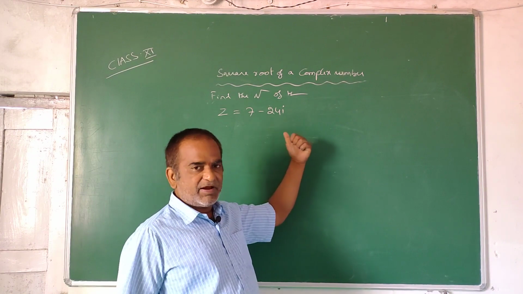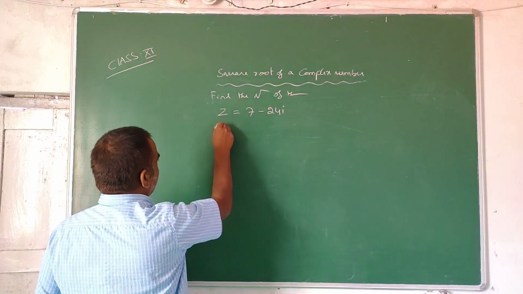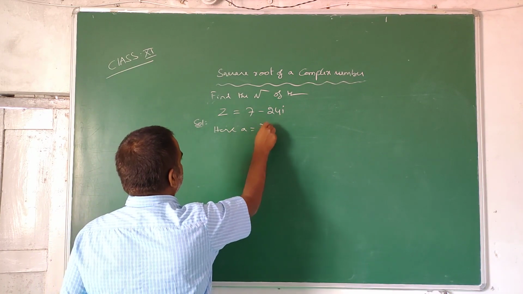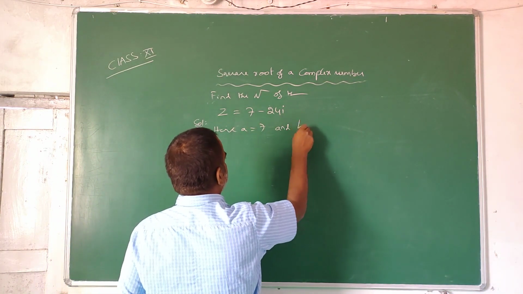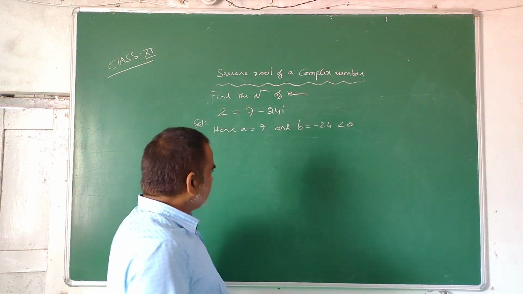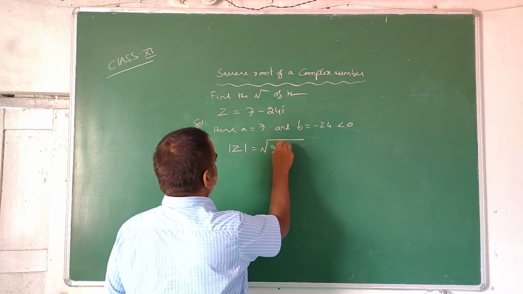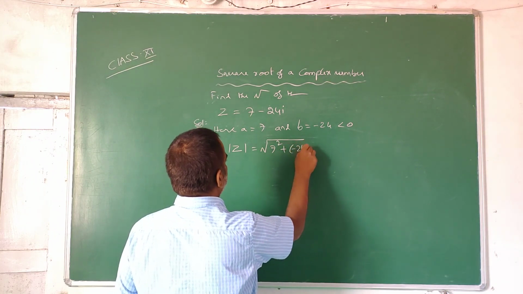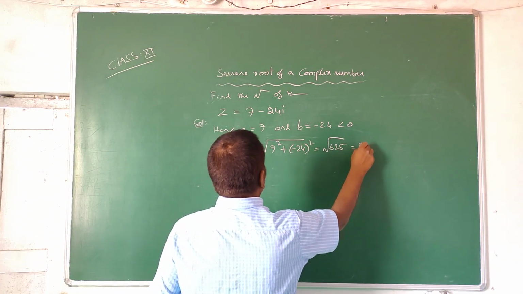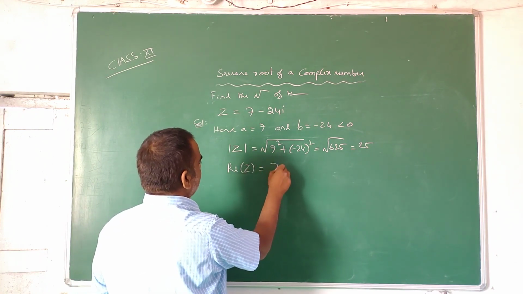Our next question is to find the square root of 7 − 24i. When this is compared with the standard form a + ib, here a is 7 and b is −24, which is less than 0. So now you have to calculate mod z and the real part of z. Mod z is root of 7 square plus (−24) whole square, which is equal to root 625, which is equal to 25. The real part of z is equal to a, which is 7.